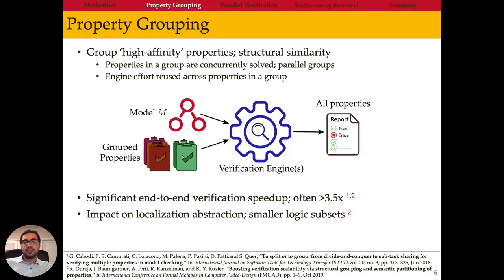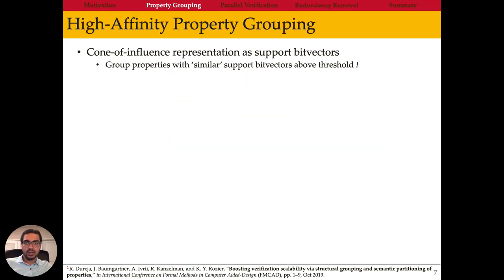The verification and performance impact is more pronounced on localization abstraction, for which the size of the abstraction learned is sensitive to structural similarities between properties that are localized concurrently. State-of-the-art grouping algorithms collect cone of influence information as bit vectors for maximum scalability. Given cone of influence representation as bit vectors, the problem of grouping properties reduces to finding properties with similar support bit vectors above a configurable threshold.